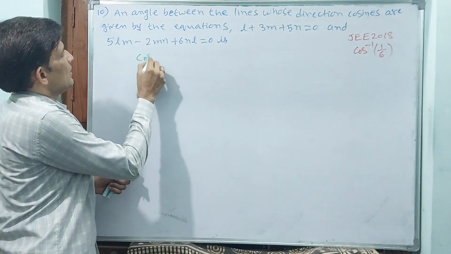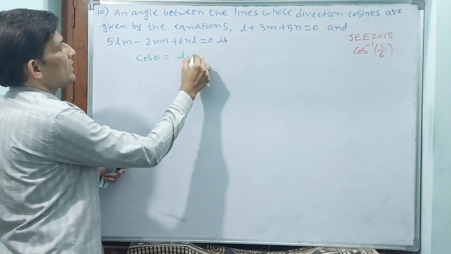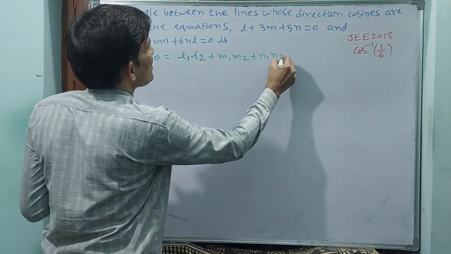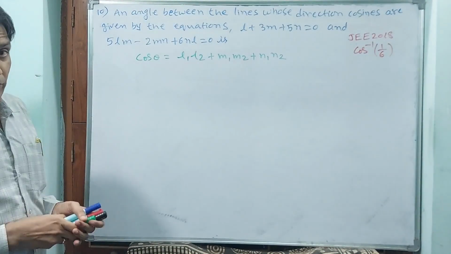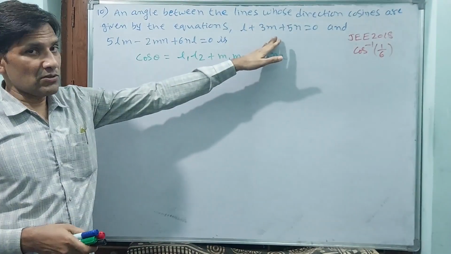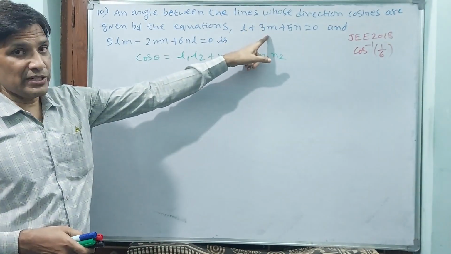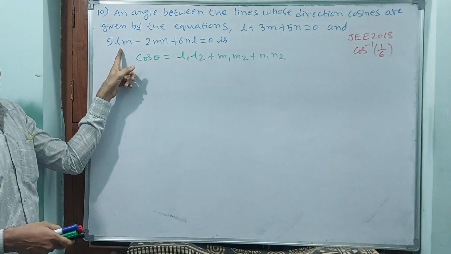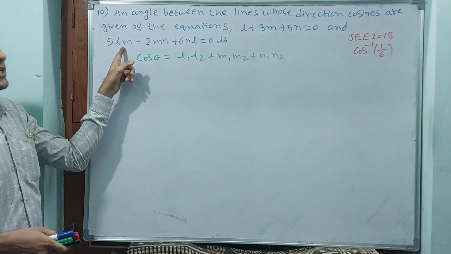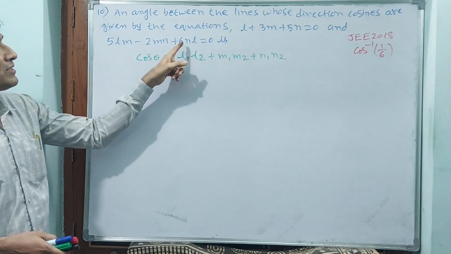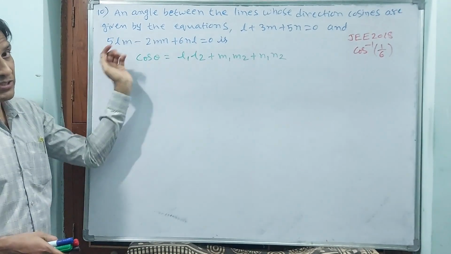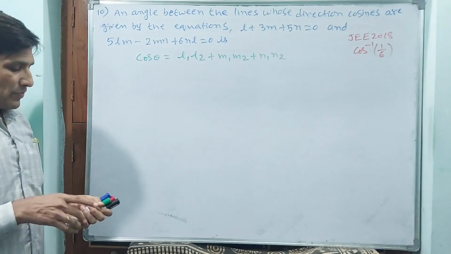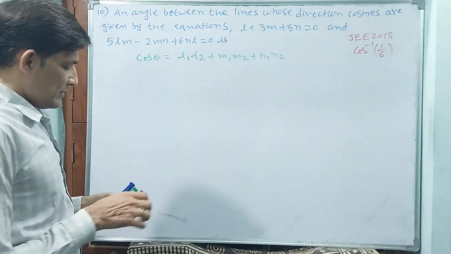See, cos theta is equal to l1 l2 + m1 m2 + n1 n2. This is one formula. Observe carefully here, l, m, n are direction cosines. First equation l1, second equation l2. But here if you observe, l is not there separately. Along with m multiplication, along with n multiplication, such terms are there. That is why this formula is not going to help. One more formula I am writing.